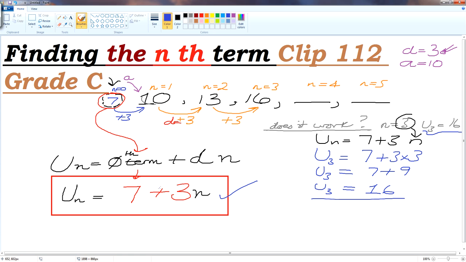Okay, so what I'm going to do now is clear this space up a bit and move on to the next space. So we know we've worked out the rule. So the rule follows what?